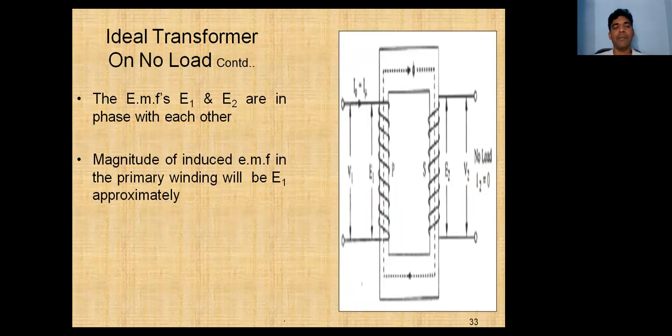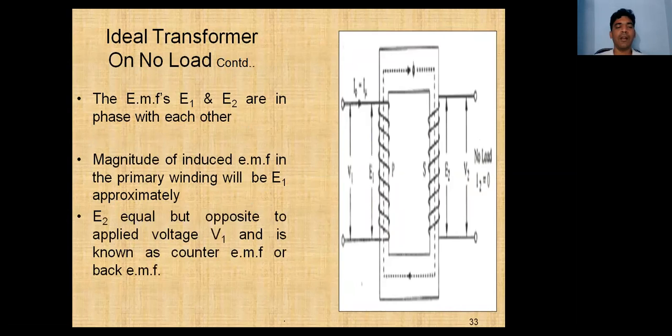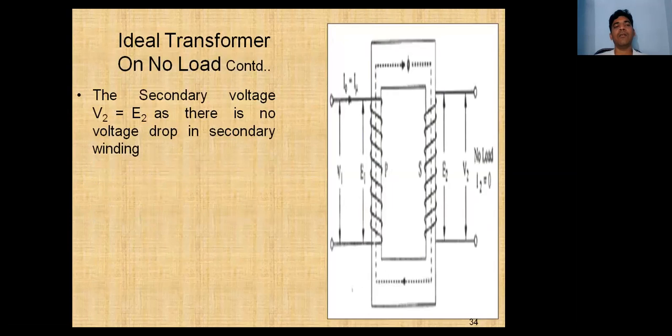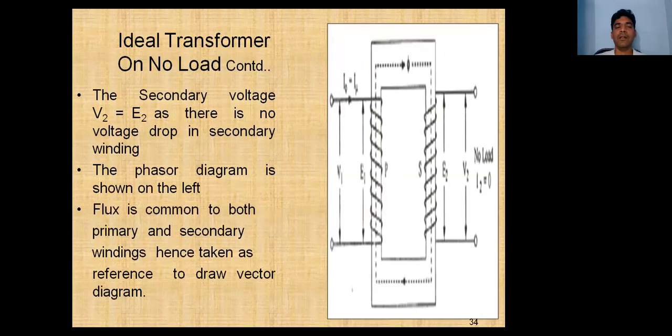Magnitude of induced EMF in the primary winding will be approximately equal but opposite to the applied voltage V1 and is known as counter EMF or back EMF. The secondary voltage V2 is equal to E2 as there is no voltage drop in the secondary winding. Phasor diagram shown on the left side. Flux is common to both primary and secondary winding, hence taken as a reference to draw the vector diagram.